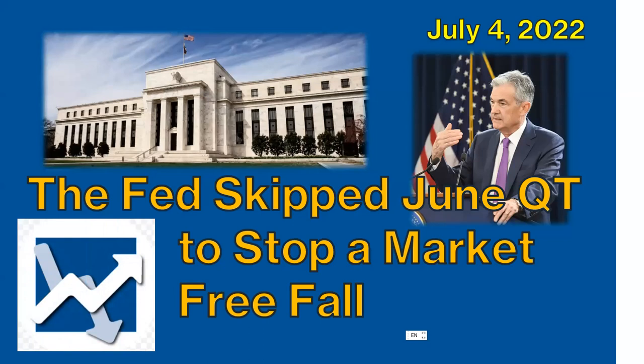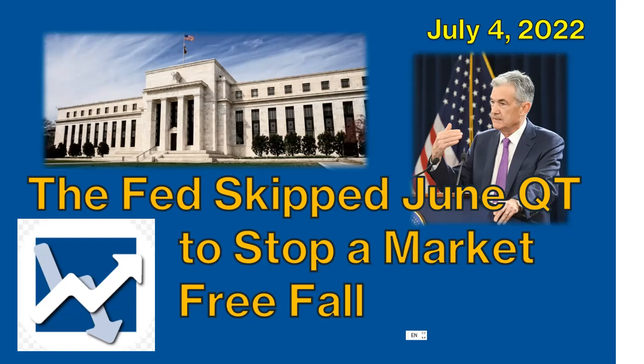After the last two FOMC meetings, the Fed confirmed their plan to reduce total assets by $47.5 billion each month for the months of June, July, and August. That'll be part of the quantitative tightening process, or QT, for the Fed to control inflation.